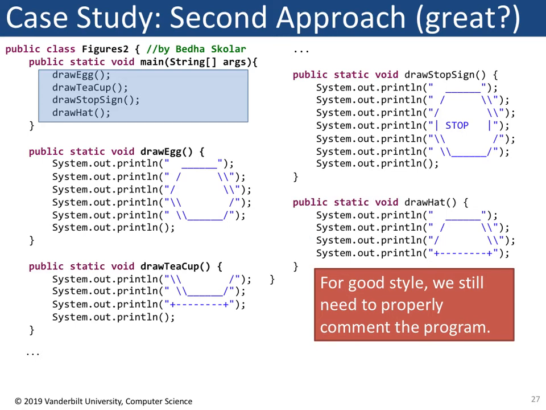However, we don't have much in the way of comments, and we are still repeating similar drawings in multiple locations. So for instance, the top of this egg is precisely the same as the top of the stop sign, which is also precisely the same as the top of the hat. So even though we are now able to draw multiple eggs without having to copy and paste, so major improvement, we are still repeating ourselves unnecessarily.